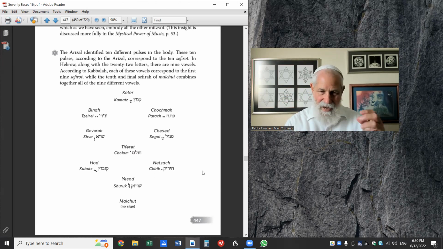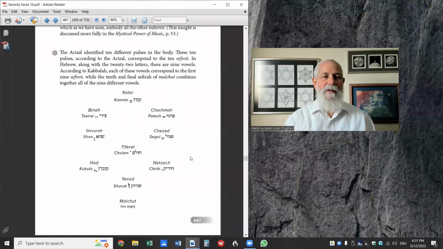And again, now is not the time for us to go through each one and explain why, for example, the Patach is connected to Chachma, or why the Kametz is connected to Keter. But here, I just want to show how the 9 vowels are connected to the first 9 Sefirot. And if you look down at Malchut, it says no sign, because Malchut receives. So in a sense, Malchut is a combination, as it were, of all of the Sefirot flowing into Malchut. So there's an amazing teaching here.